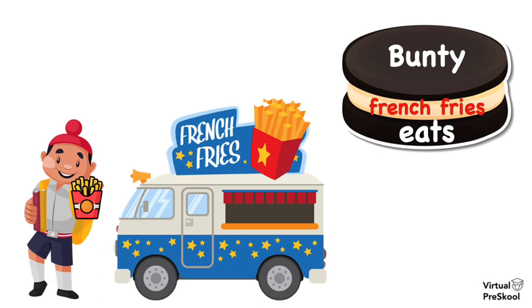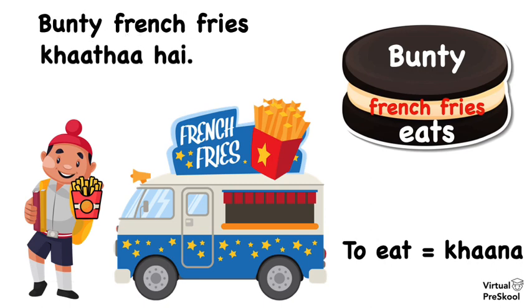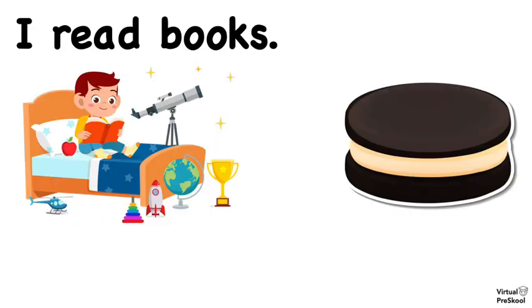Bunty French fries eats. To eat is khana. Now put the sentence together. Bunty French fries. And how would we conjugate the verb? Khata hai. Bunty French fries khata hai.